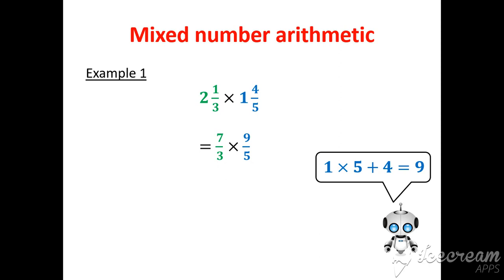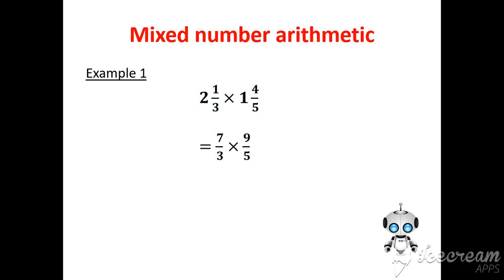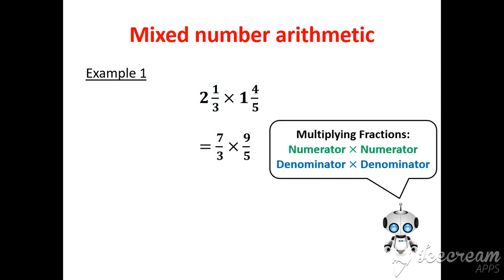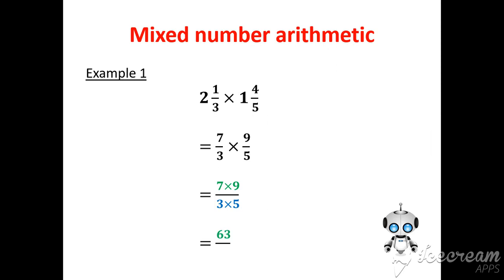Now I'm just going to multiply. Now to multiply fractions, remember, I just go top times top, bottom times bottom, numerator times numerator, denominator times denominator. So I just go 7 times 9, and 3 times 5. So 9 times 7 is 63, 3 times 5 is 15. So there's my answer of 63 over 15.